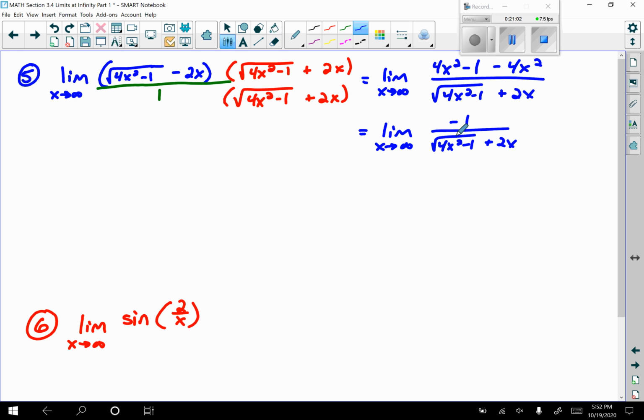Now technically I have a constant over some kind of variable. If I keep increasing my x's without bound, this denominator is going to keep increasing itself. Notice I don't have any fractions here, so this is going to become negative 1 over a very large positive number, which is practically 0.